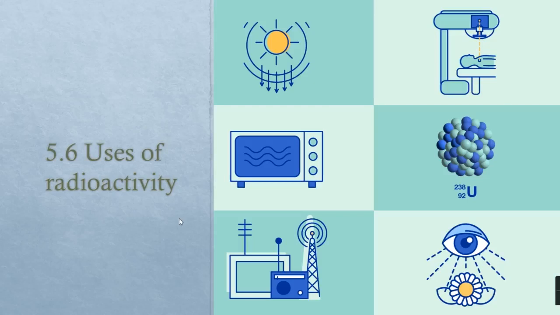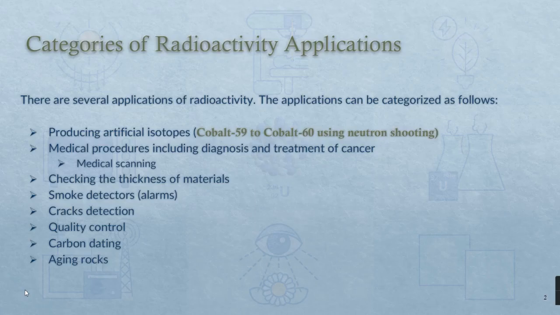About the different uses of radioactivity in different applications that we know of in science and medicine. So let's talk about the different categories. First, we can use them in several applications such as creating artificial isotopes.